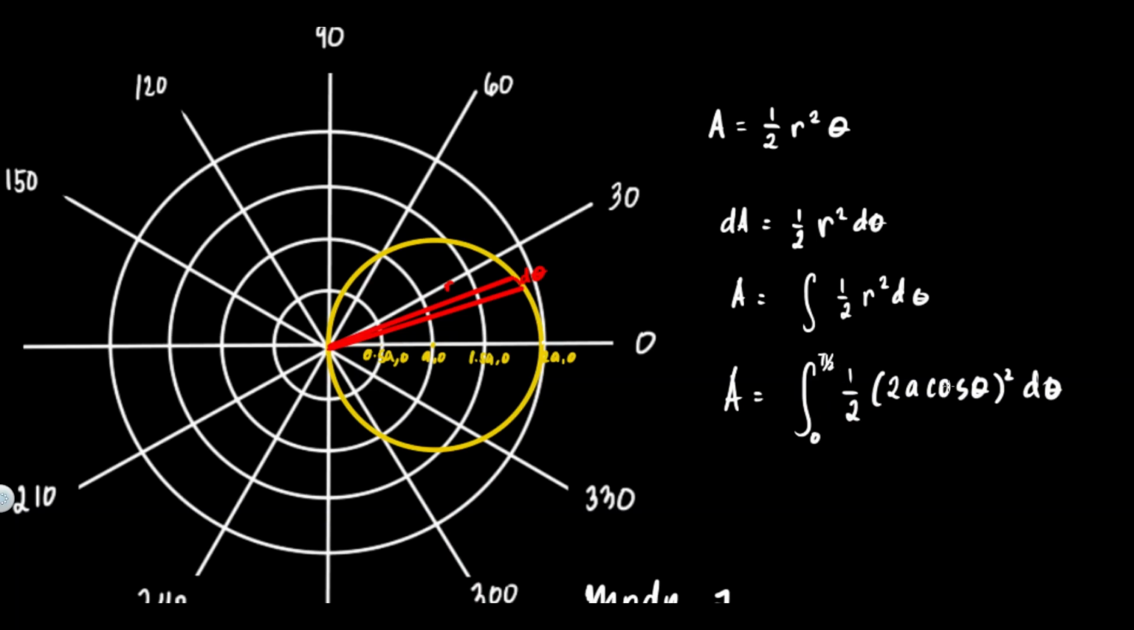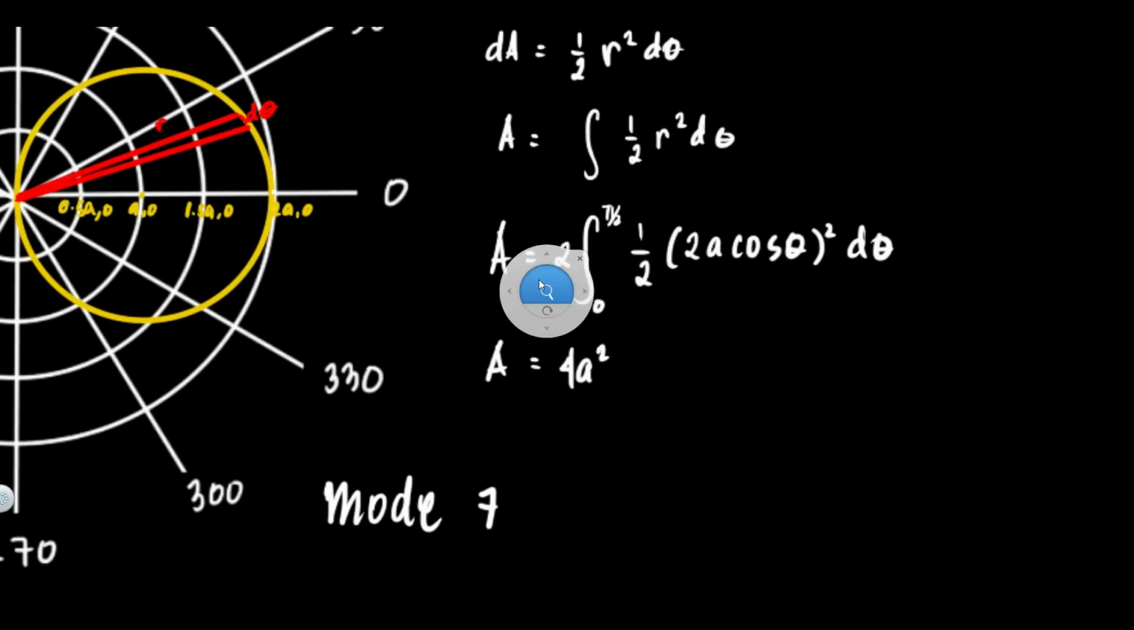Kapag sinolve mo yan, ang nakuha mo lang is area of the semicircle, kalahati. So kailangan natin is the area of the circle. So we need to multiply this by 2. So area is 2 over 2, so cancel na. Then this one, 2a squared or 4a squared. Labas na natin, constant. Okay? So ayan.